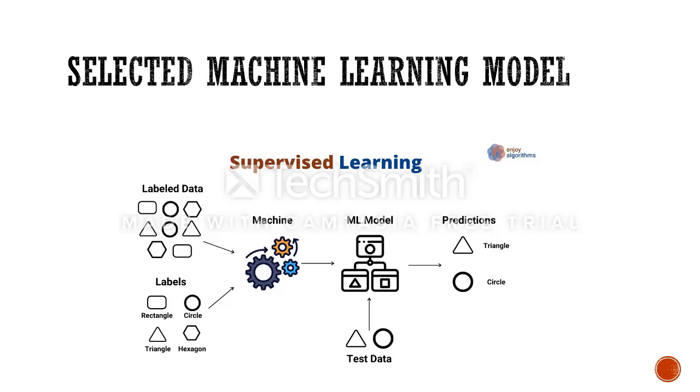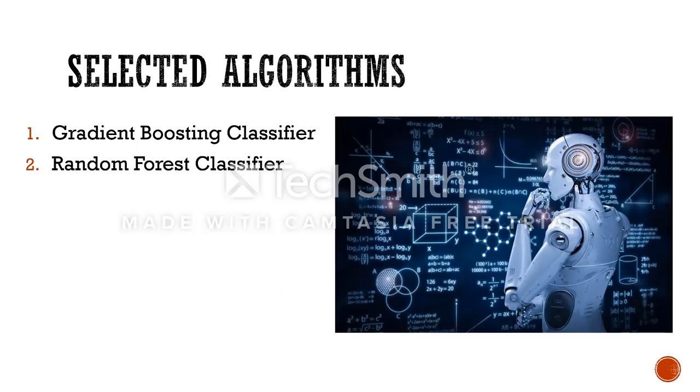Because of these features, we have decided to proceed with supervised learning as our machine learning model. Right. So as the next step, we will be talking about which type of learning algorithms we have chosen, which come under the supervised learning model. Here, we have been working with two types of learning algorithms called gradient boosting classifier and random forest classifier.